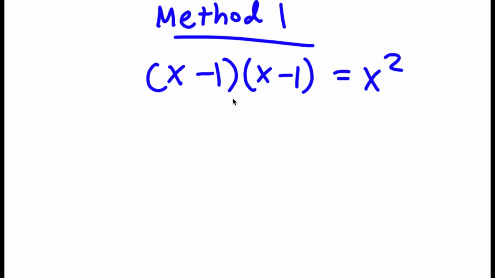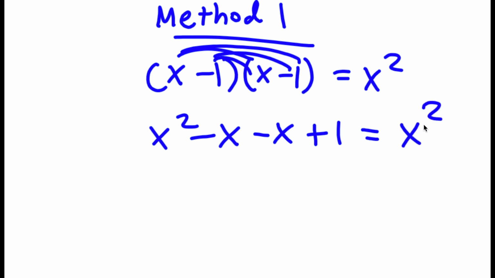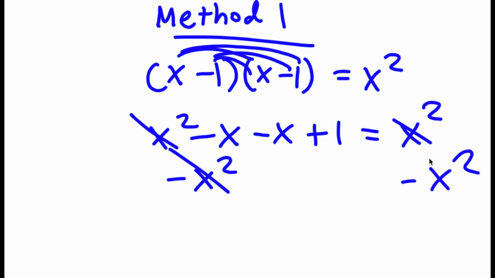And now, x minus 1 times x minus 1, let's go ahead and expand this. So x times x is x squared, x times negative 1 is negative x. Now I'm going to distribute the negative 1. Negative 1 times x is negative x, and negative 1 times negative 1 is positive 1. So this is equal to x squared. Now I can subtract x squared on both sides. So then these two cancel out, and these two cancel out.